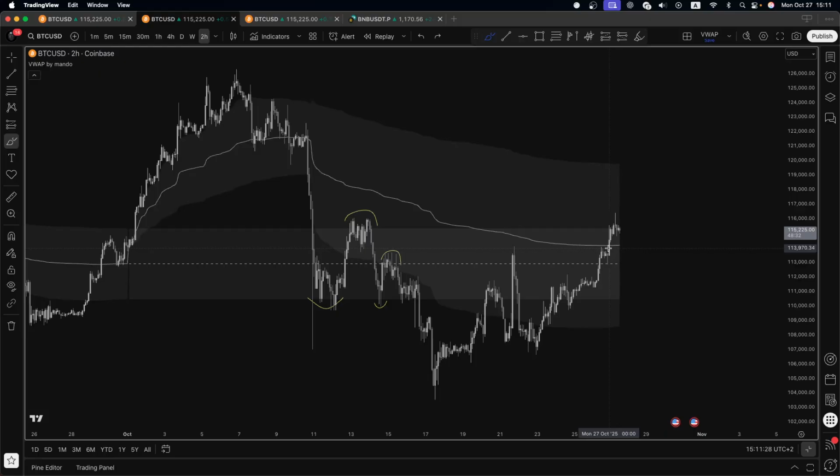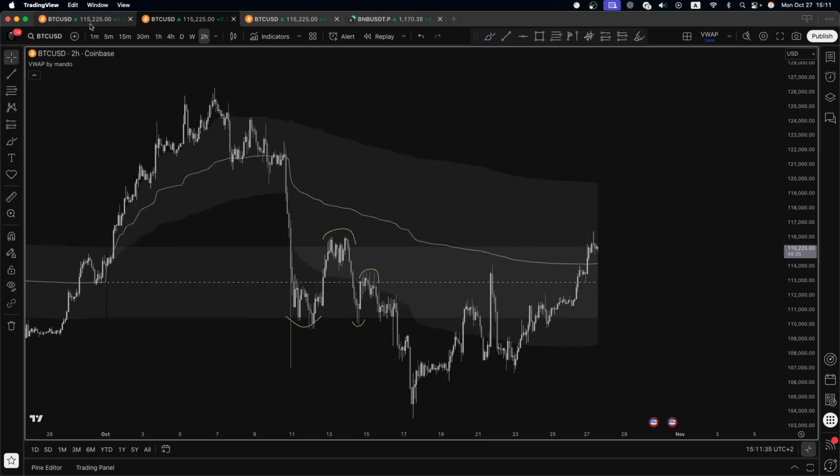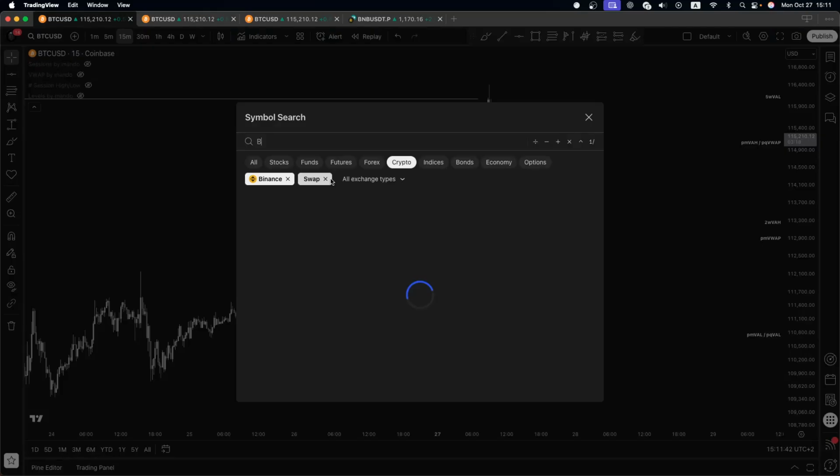I don't know about the CME gap. Where's the CME gap? Oh shit, we got a pretty large CME gap. I don't think we're gonna be tagging it. Let me take a look at the CME. BTC.